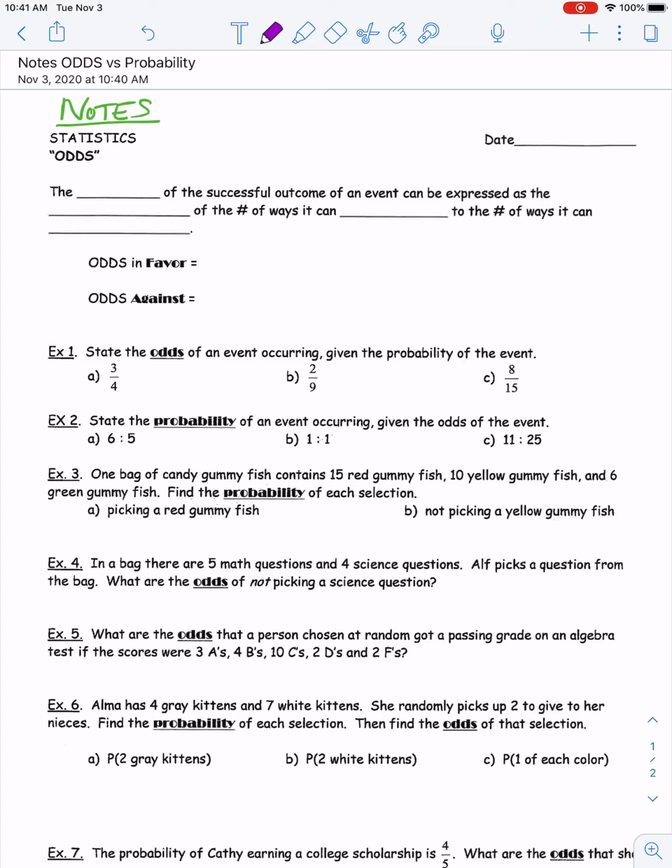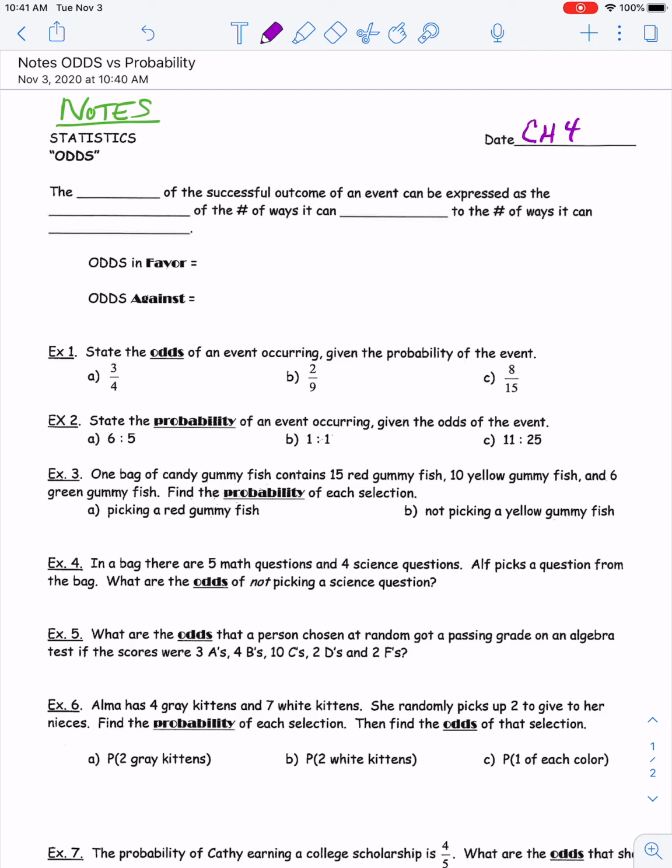In this video, I want to talk to you a little bit about how to calculate the odds of an event. This goes along with some info from chapter 4, and I've got this titled Your Guided Notes.